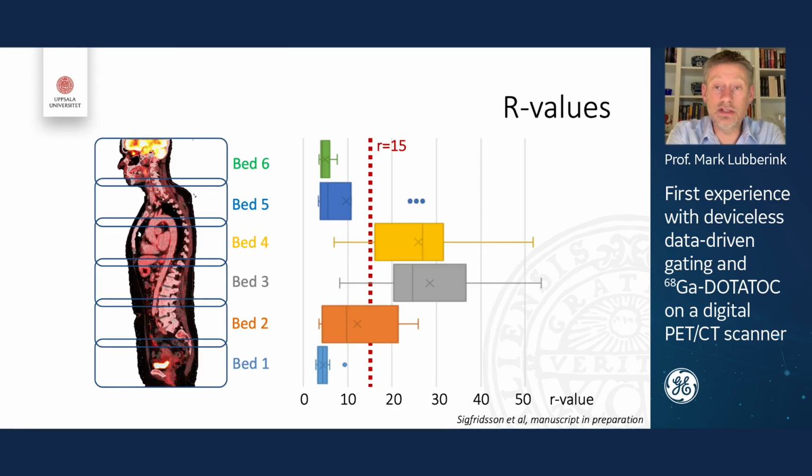This slide shows the distribution of the R values over the whole body across all patients. And as you can see, bed positions with R values over 15 were mostly just above and below the dome of the liver. In 6 out of 30 patients, MotionFree was not triggered, so there was no breathing signal detected.